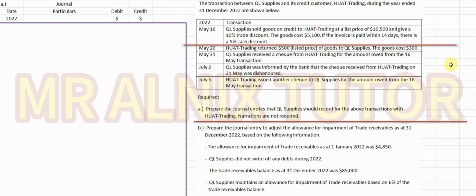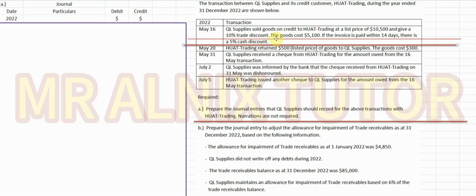Okay, now let's check what happened on 16th of May. QL Supplies sold goods on credit to What Trading at a list price of 10,500 and gave a 10% trade discount. The goods cost 5,100. If the invoice is paid within 14 days, there is a 5% cash discount. Please look at it in more detail.